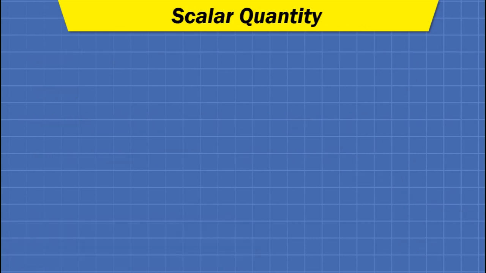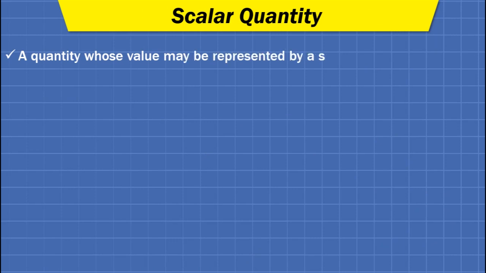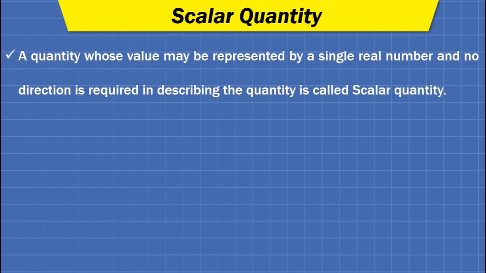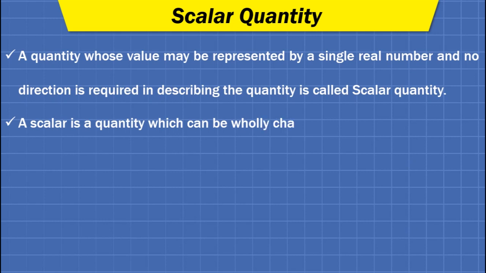So scalar quantity: a quantity whose value may be represented by a single real number, and no direction is required in describing the quantity, is called a scalar quantity. Now that single real number may be positive or it may be negative, that doesn't matter, but to describe any quantity we have no need of any direction, so such a quantity is called a scalar quantity. So the scalar quantity is wholly characterized by its magnitude.